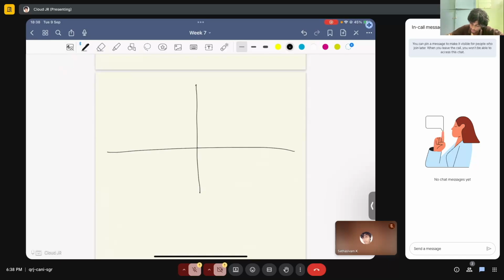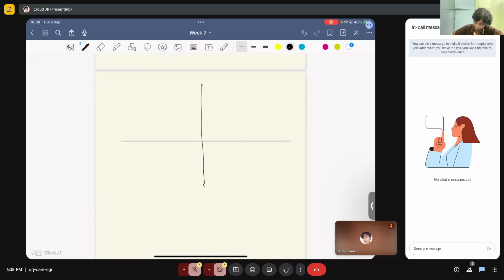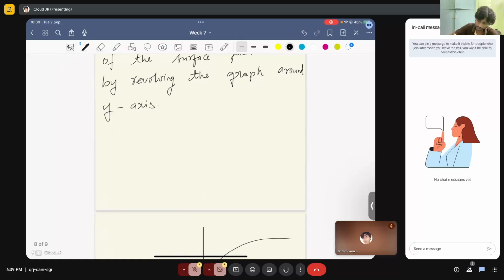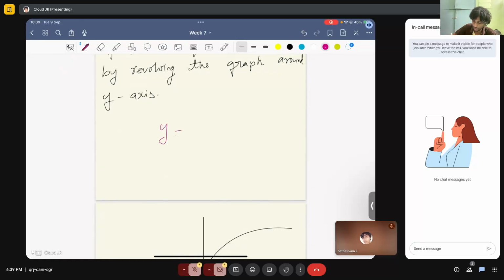Okay, it looks something like this. So this is how your graph looks. Maybe I'll draw it properly. It looks something like this. I will explain how you can visualize it. See, this function is what? I will write the function here. This is y equal to cube root of 3x, right? So this is your function.